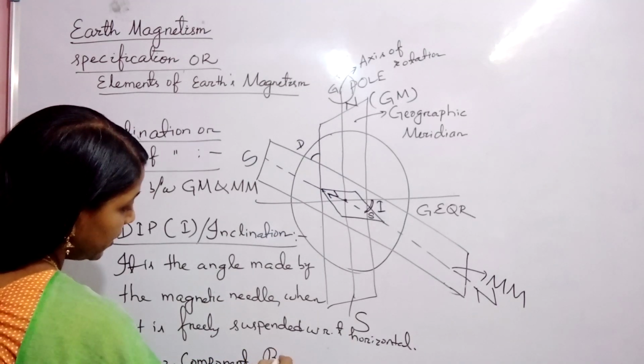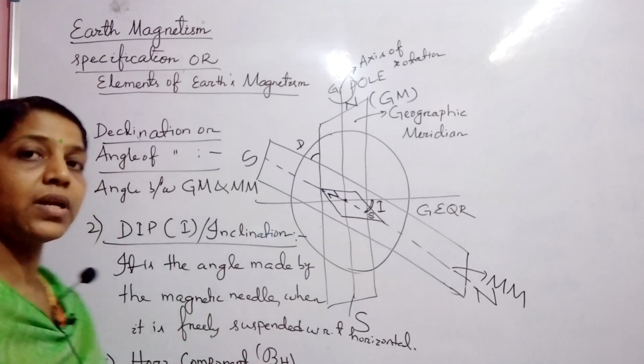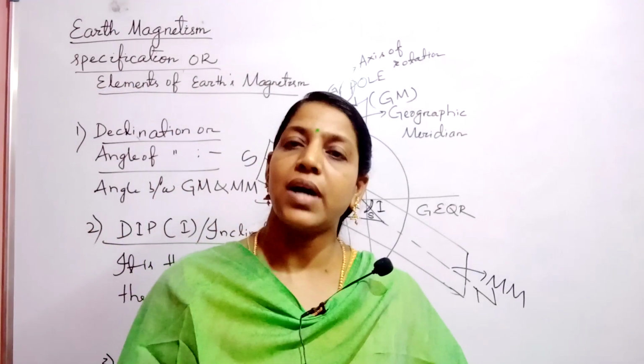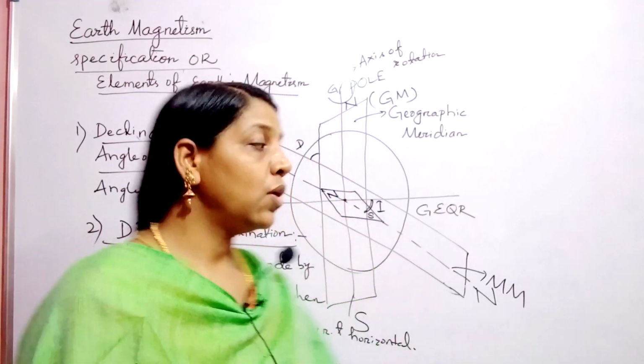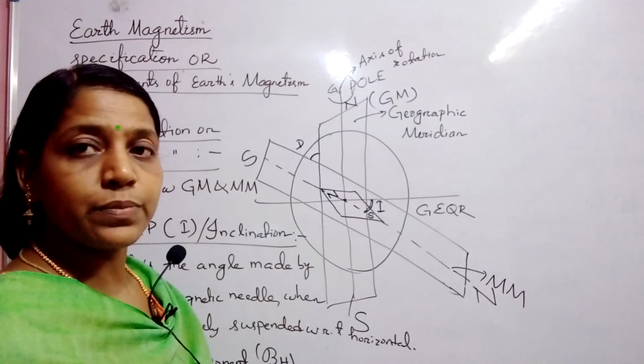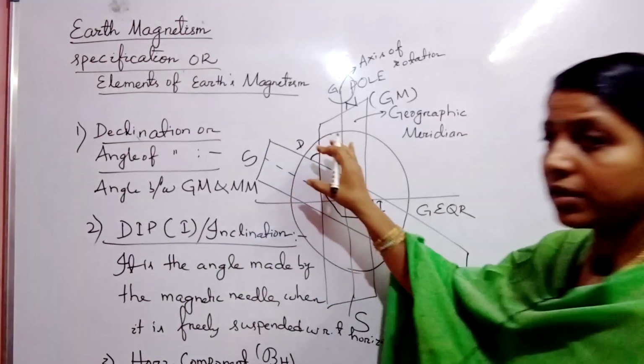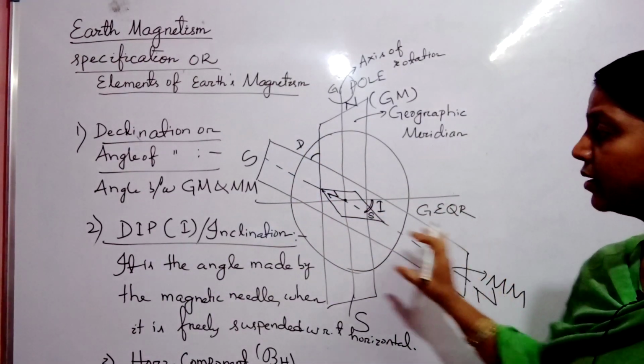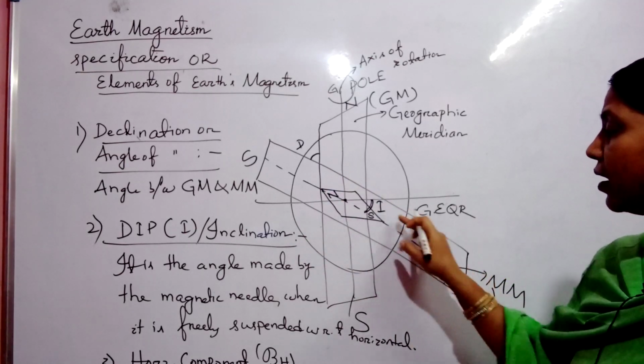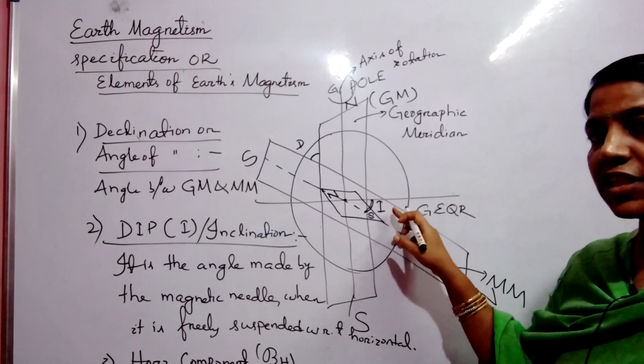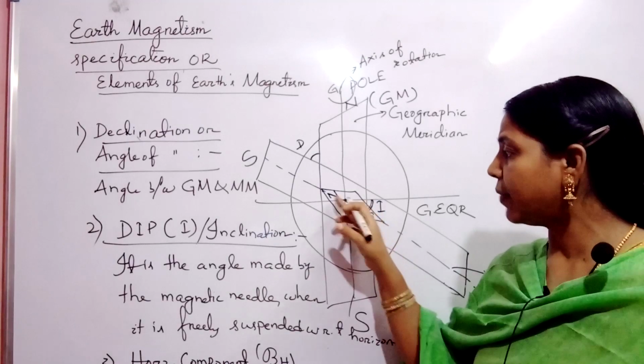Or you can mention it as BH. Horizontal component of what? Horizontal component of Earth's magnetic field. So what is the horizontal component of Earth's magnetic field? This is our Earth, which behaves as a magnet. This is that axis. Now it is making angle I if it is freely suspended by any magnet or bar magnet.